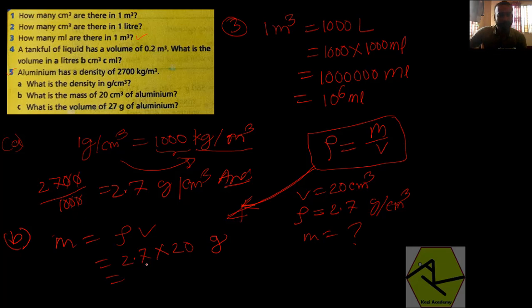So it will make 27.54 gram. Then what is the volume of 27 gram of aluminium? In that case, number C, the volume is to be found from these equations. Again, we will have from these equations number C here.